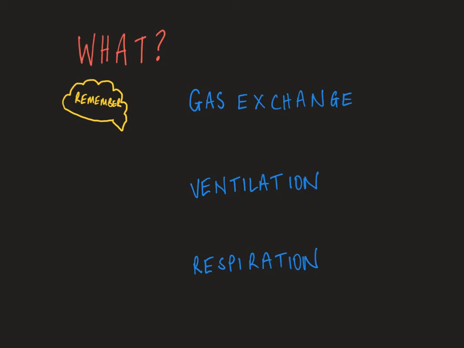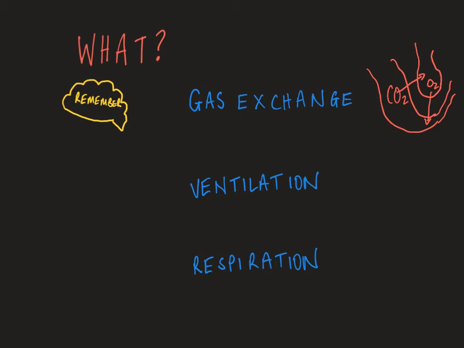So gas exchange is literally the movement of carbon dioxide from the bloodstream here, that's a terrible drawing, never mind, into the alveoli. And at the same time, oxygen going from the alveoli into the bloodstream. That is literally the process of gas exchange. So by diffusion, these two gases moving from one place to the other.